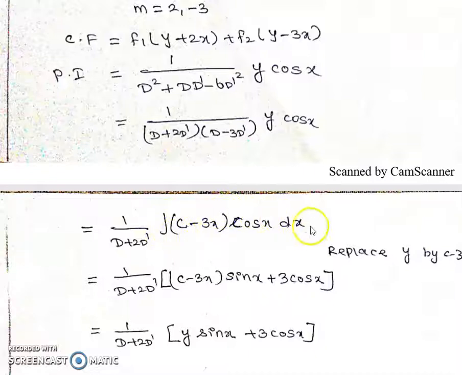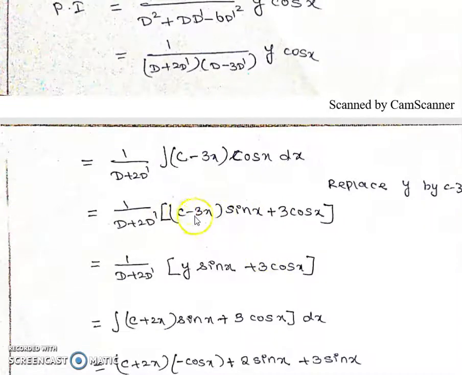This one you have to integrate by using the integration by parts formula, uv1. The integration of cos is sin, plus cos x into the differentiation of (c − 3x), which is −3, so I have to write plus 3. Then finally replace c by y: y sin x plus 3 cos x.